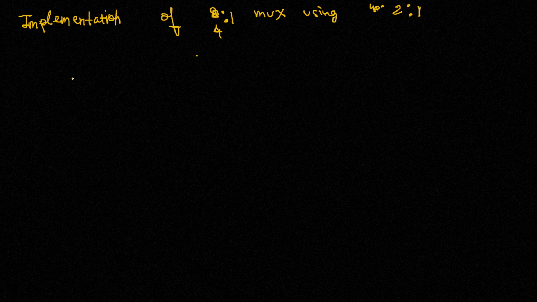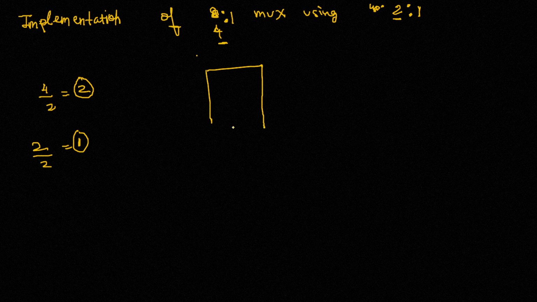So what we do is we take the value of n here and go on dividing it by the value of n here. So 4 by 2 gives us 2, and then again dividing 2 by 2 gives us 1. So basically first we need two multiplexers, and then the output from these two multiplexers will be fed into another multiplexer, and that is what gives us the final output. So let's have a look at how that works.